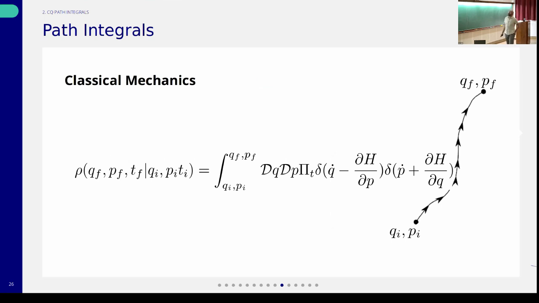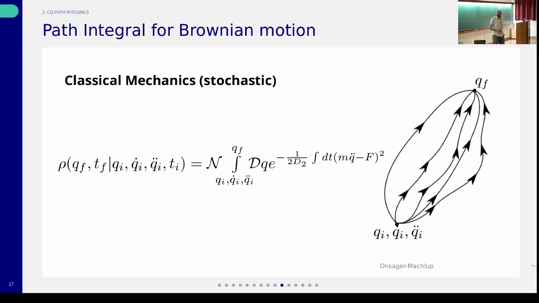Now the path integral for classical mechanics is very boring. It's just a delta function around Hamilton's equations. There's only one path. We can sum over all of them, but only one of them counts, okay? So that is a pretty boring path integral. But if we have stochastic dynamics, like Brownian motion, then we have what's called the Onsager-Machlup path integral. What it looks like is, when you have F equals ma, Newton's equation, the force law.